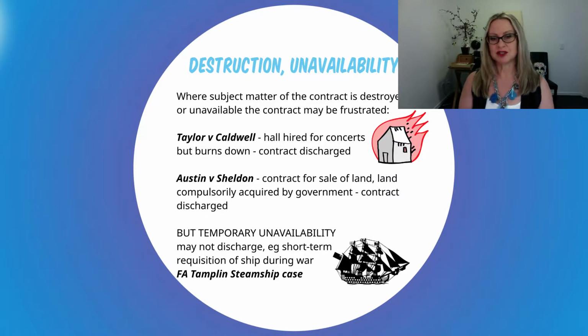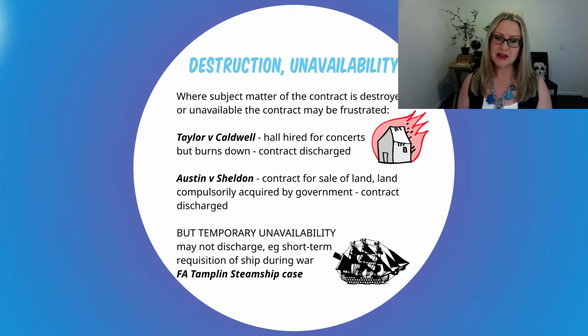And we have Austin and Sheldon. We'll do land in a little bit more detail later. Just one more example of land type cases. Contract for sale of land, and then the land gets compulsorily acquired by the government. Obviously, the land is no longer available to satisfy performance in that particular contract, and the contract's going to be frustrated without fault of either party, but nevertheless, the land's still no longer available. Temporary unavailability, though, won't probably get you across the line.